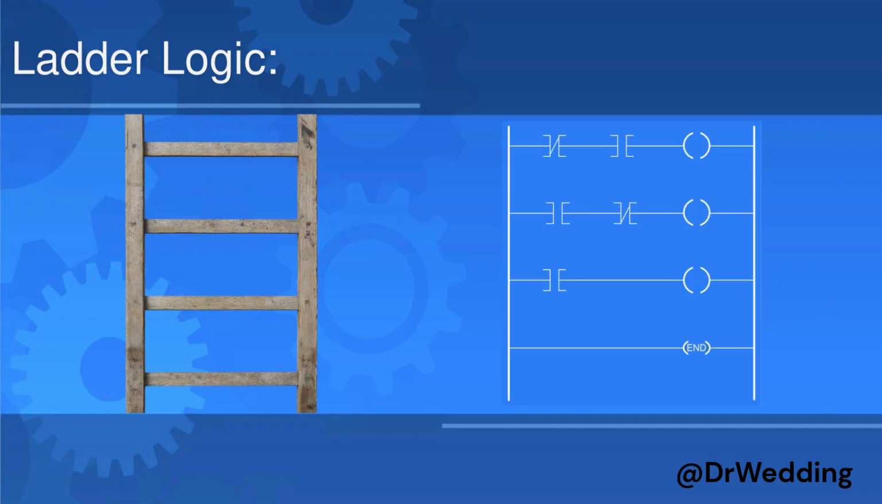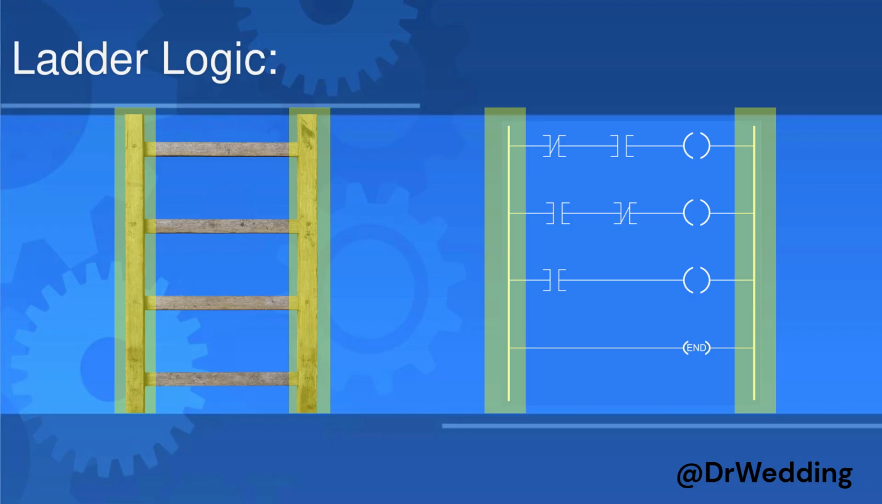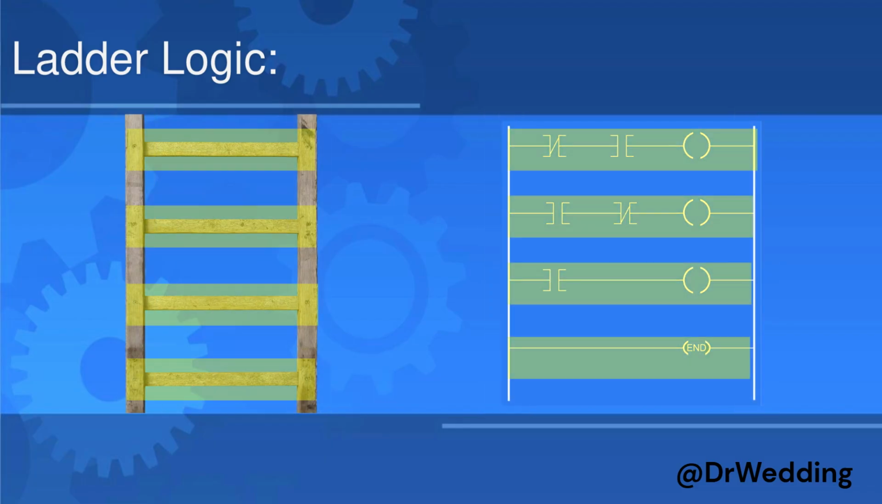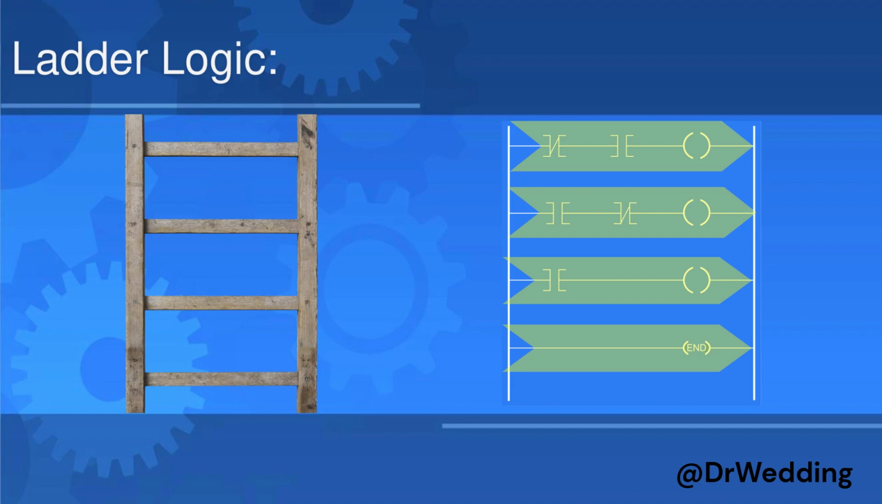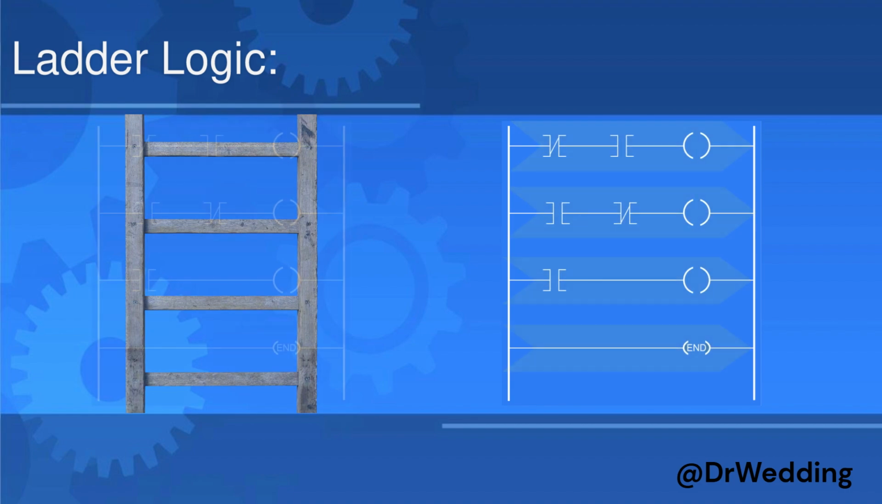Not only does a ladder logic diagram look like a ladder, many of the terms used to describe it are also the same as a ladder. On the right and left, there are rails, and the rails are joined together with horizontal rungs, where each rung represents a control logic rule. These rules are evaluated from left to right.